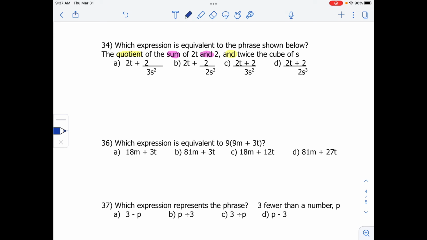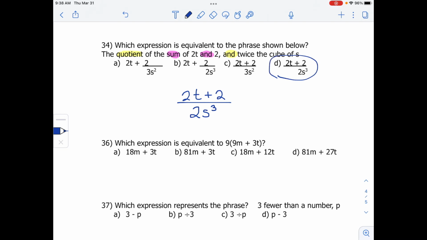So when I put it together, we've got 2t plus 2, and then the division sign, which means I'm going to put the fraction bar. Then we've got twice the cube of s. Twice means 2 times, and the cube of s means s to the third power. All right, and that is choice D.